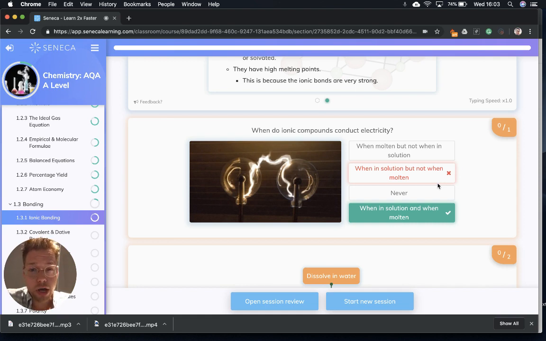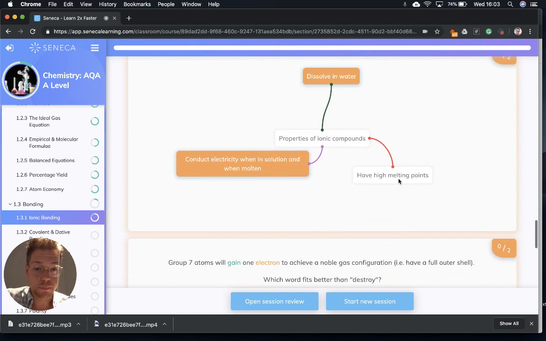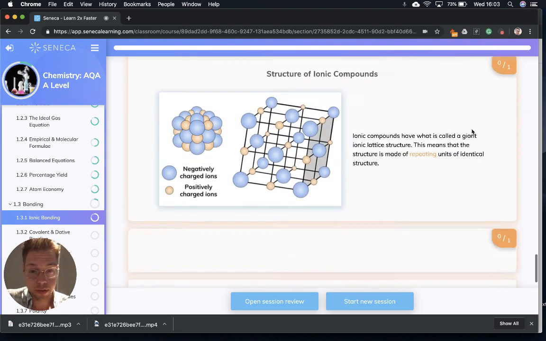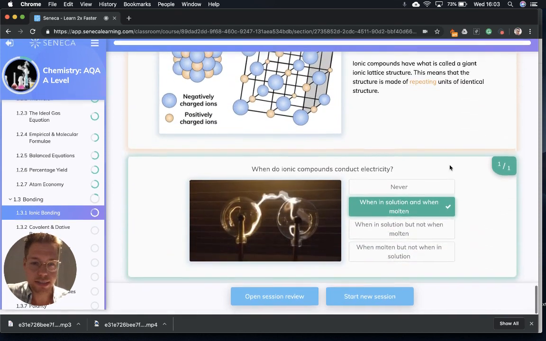So when do ionic compounds conduct electricity? Do you remember? There are two important circumstances. It's when they're in solution and when they are molten. Three important properties of ionic compounds to remember for your exam. Boom, they dissolve in water. Oh, what else? They have high melting points. And finally, they conduct electricity when in solution and when molten. And remember that structure, they form giant ionic lattices.